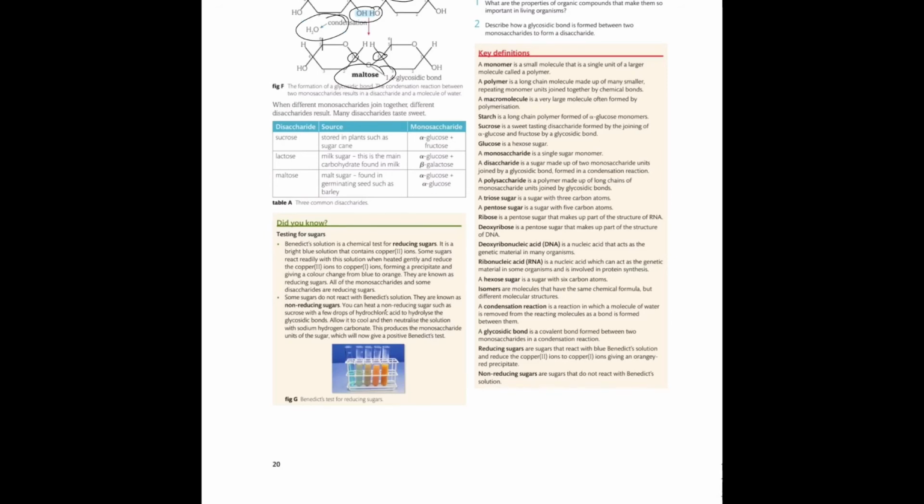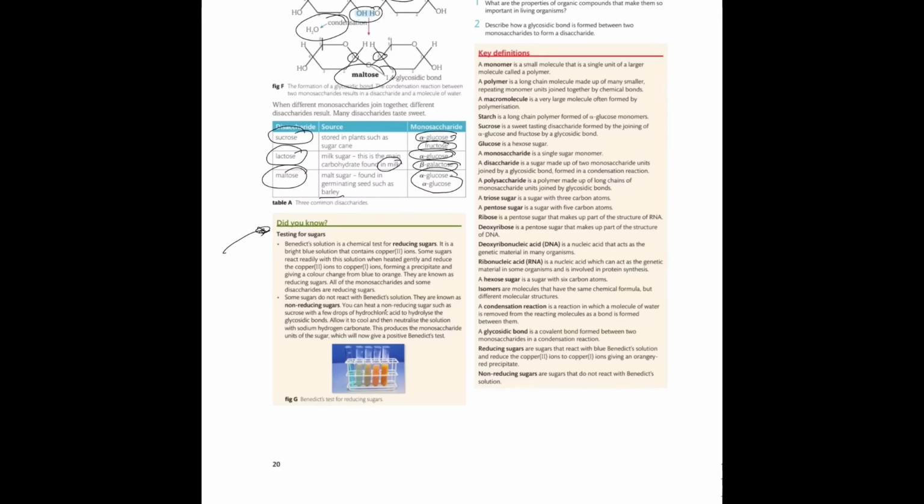Okay, when different monosaccharides join together, different disaccharides result. Many disaccharides taste sweet. Sucrose is formed by alpha glucose and fructose, and is stored in plants such as sugarcane. Lactose, which is milk sugar and is found in milk, is formed by an alpha glucose and a beta galactose. Maltose is a malt sugar and is found in germinating seeds such as barley, and it is formed from alpha glucose and alpha glucose. Right, this you would need to know.